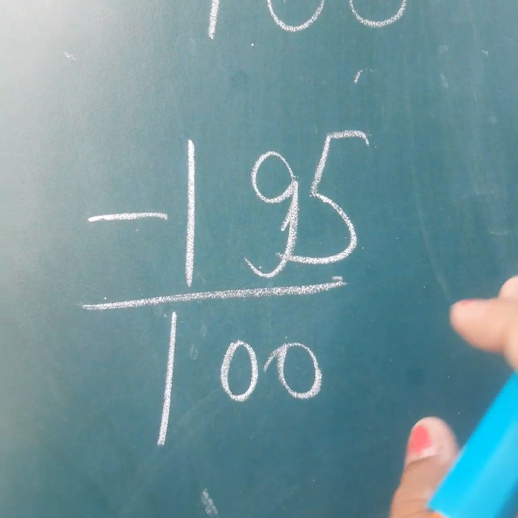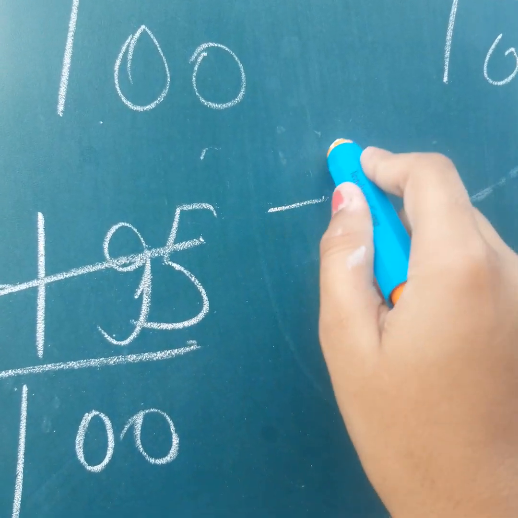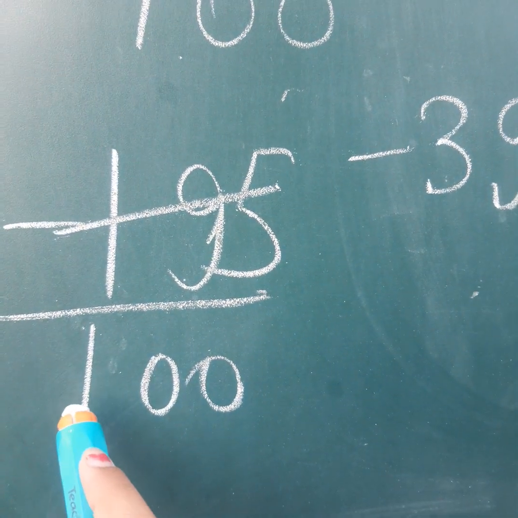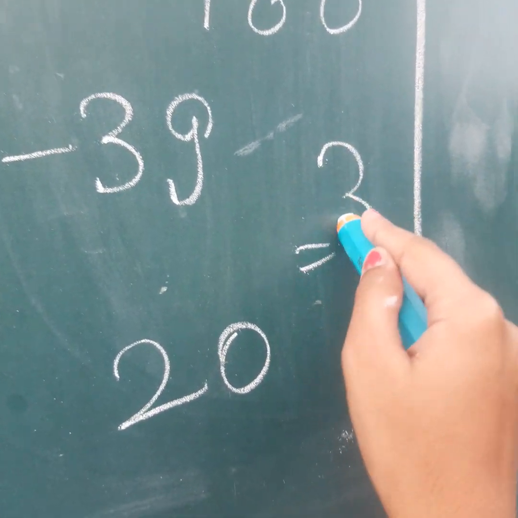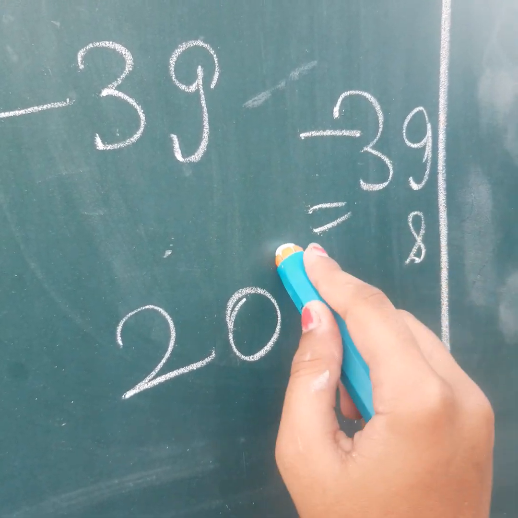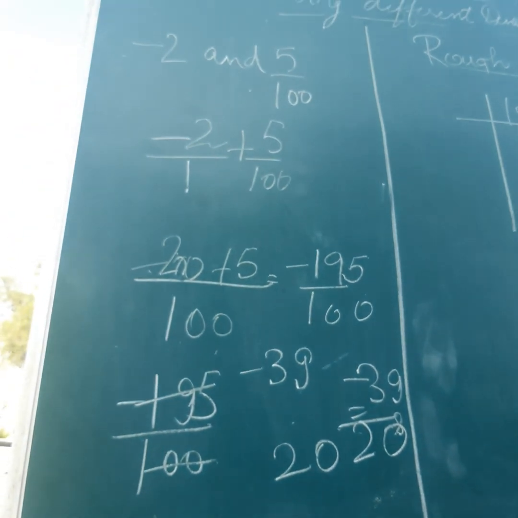So it's our answer. But if you want to do cutting, let's do 5 minus 39 is 195, and 5 20s are 100. So it's our answer, minus 39 over 20. So I hope you understand this sum.